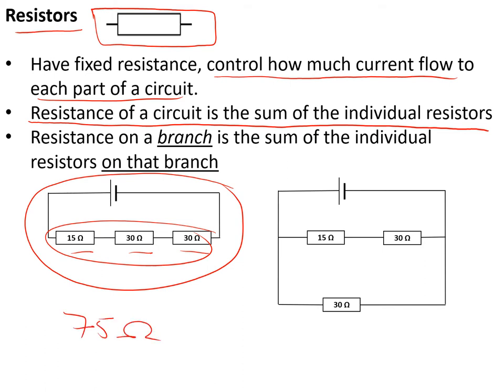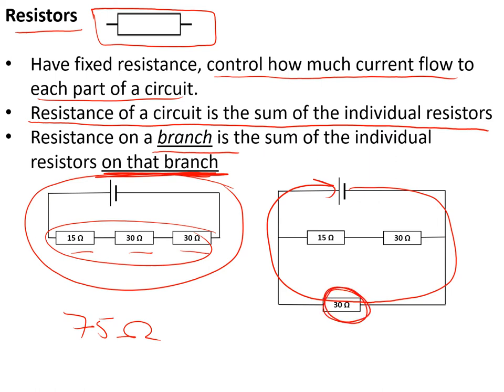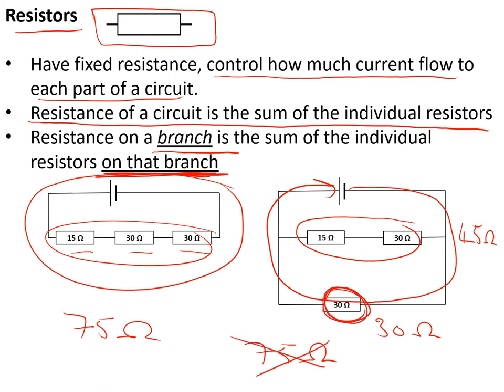Now, in a parallel circuit, the resistance on each branch is what's important. So we don't add up all the resistors, just the resistors on each branch. In this case, if the current flows around this branch, it only has the one resistor, which has that 30 ohm rating. So the resistance of that branch is 30 ohms. And then the middle branch here, we've got these two resistors. So the resistance of that branch is 45 ohms. What we do not do is add all three together to make 75 ohms, because we have to think about each branch separately.